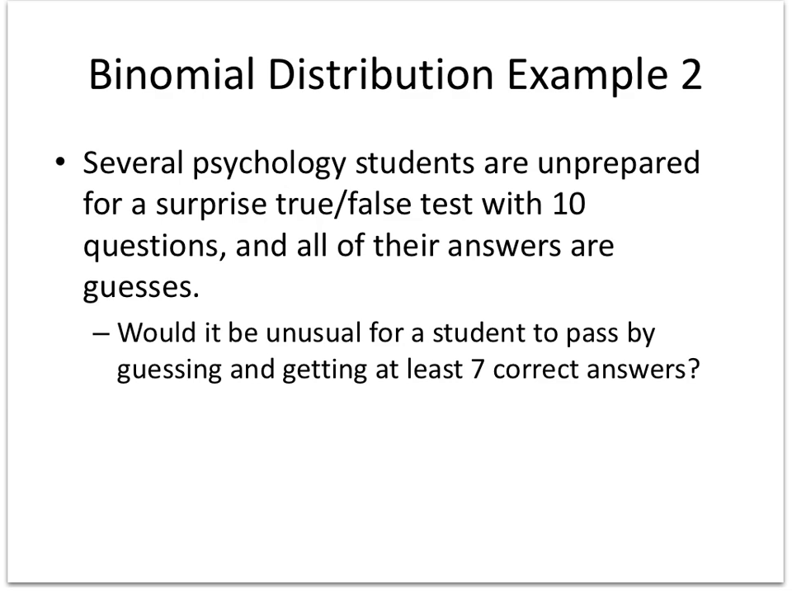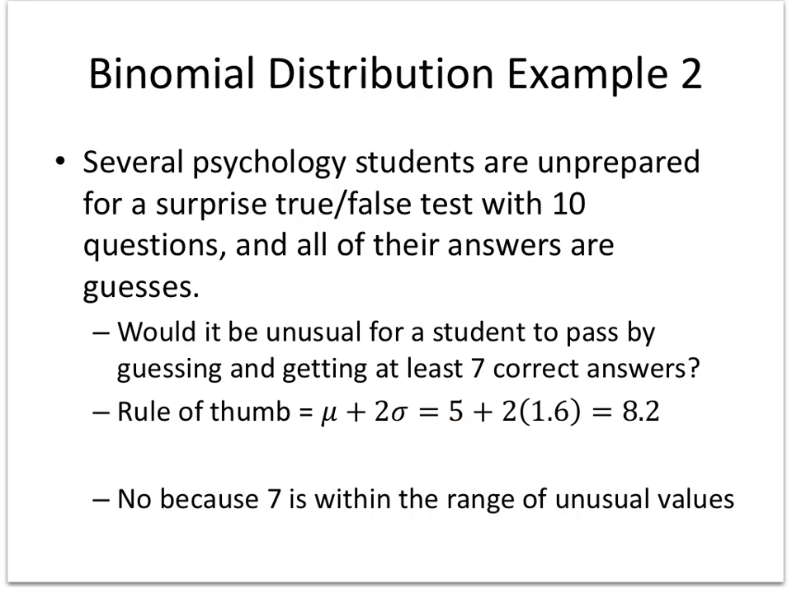Would it be unusual for a student to pass by guessing and getting at least 7 correct answers? Well, remember, what we think would be unusual would be more than 2 standard deviations. In this case, if we're looking at 7, the mean was below, so we want to add. So our mean plus 2 standard deviations. This 7 is still within 2 standard deviations, so it wouldn't seem unusual at all. If it was above 8.2, like say, what if this asked if it was 9, then that would seem a little unusual because that's more than 2 standard deviations away from the mean.